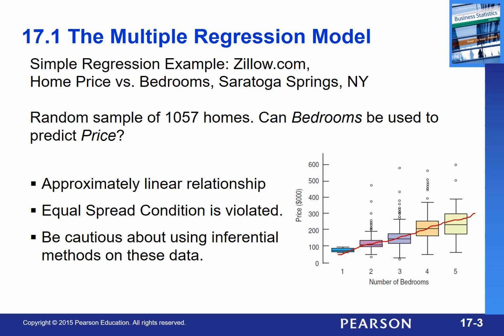Okay, so the following data was taken from Zillow.com, and this is home price versus number of bedrooms in just one specific city, Saratoga Springs, New York. Because if you did this for lots of cities, well, it would be a little impossible. Anyway, if you take the data for price and separate it by number of bedrooms, you can make the following box plots. And what's interesting about this is I first state, hey, this is approximately linear.